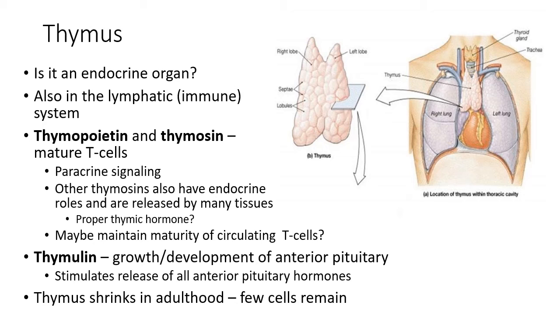Then finally you have thymulin, which is actually a proper hormone that's released from the thymus. Thymulin acts on the anterior pituitary gland to foster its growth and development. So actually, if you don't have thymulin, your anterior pituitary will not develop correctly, and you won't be able to release those stimulating hormones appropriately. That's going to have serious effects on your thyroid gland, on your adrenal glands, and on your ovaries or testes. Yeah, and that's the thymus.